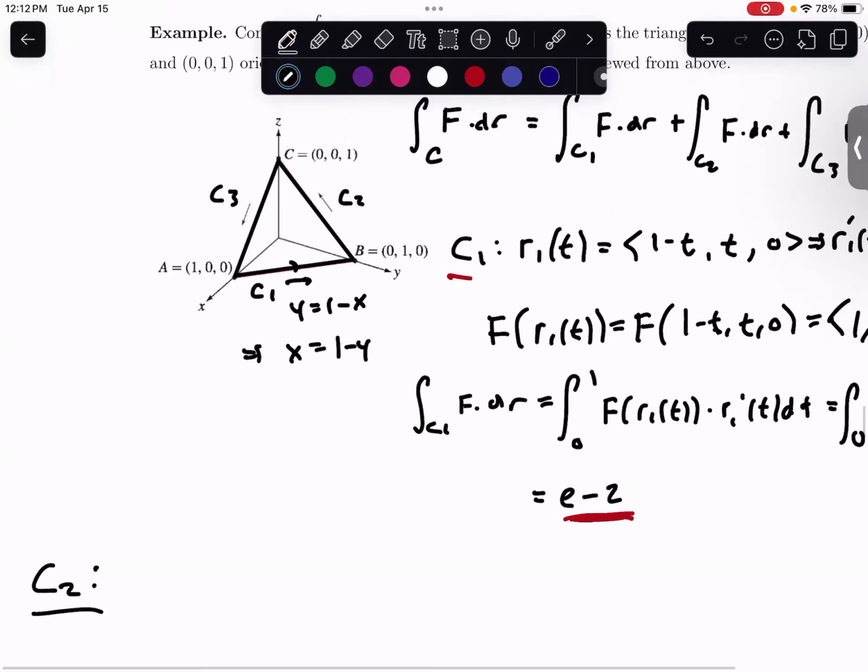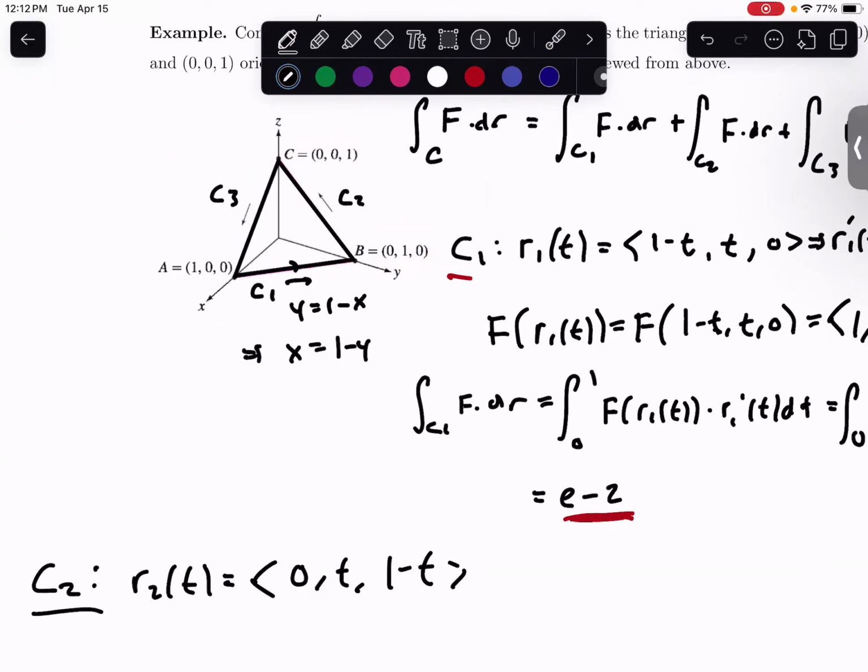C2 is pretty much the exact same idea over again. We're starting at 0, 1, 0, and we're ending at the point 0, 0, 1. So just like we had before, we have R2 of t. This is going to be equal to 0, t, and then 1 minus t. So when you plug in t equal to 0, you get 0, 1, 0. Oh, wait, I did this backwards. This should be 1 minus t in the second component, and then t in the third component. So that way, when you plug in t equal to 0, you just get 0, 1, 0. If you plug in t equal to 1, you get 0, 0, 1.